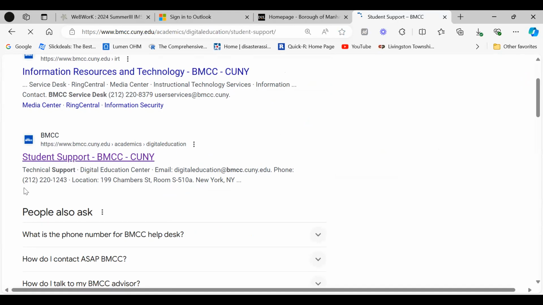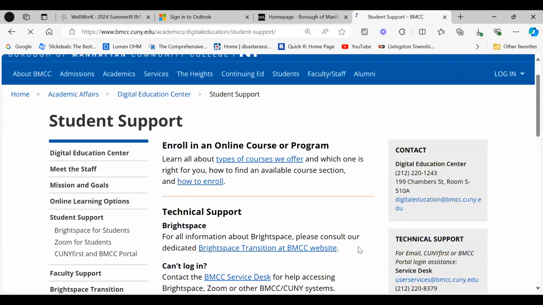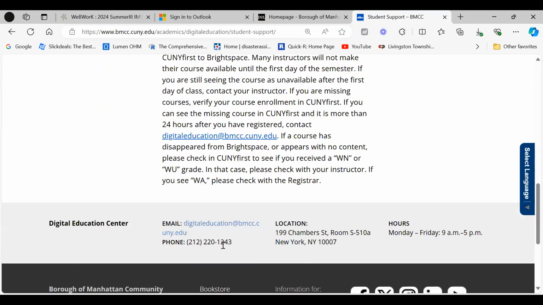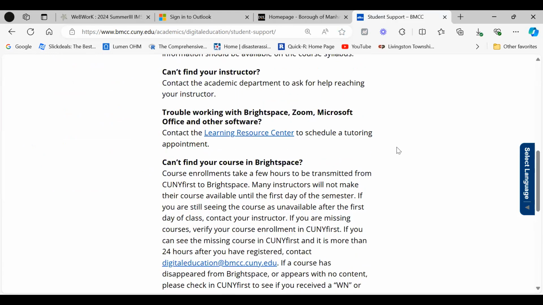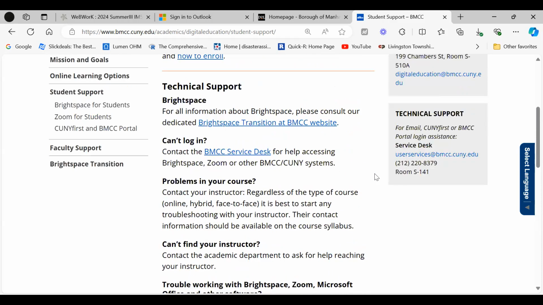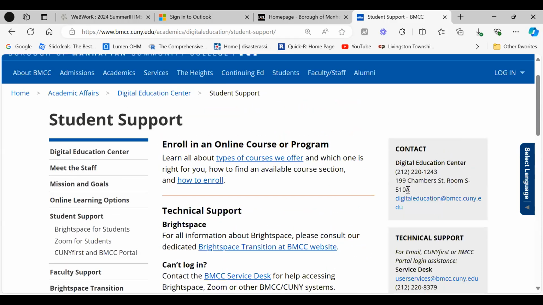If you call them, 212-220-1243, right here. They'll be able to help you get access to your email account or the Brightspace account. So it's the same thing. If you get access to email, you get access to Brightspace, right? Those two are the most important tools you need in your college career at BMCC. So make sure you get access as soon as possible.